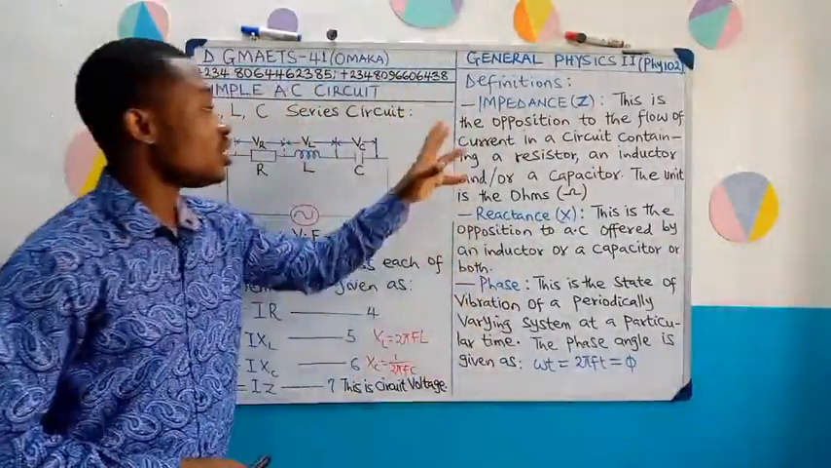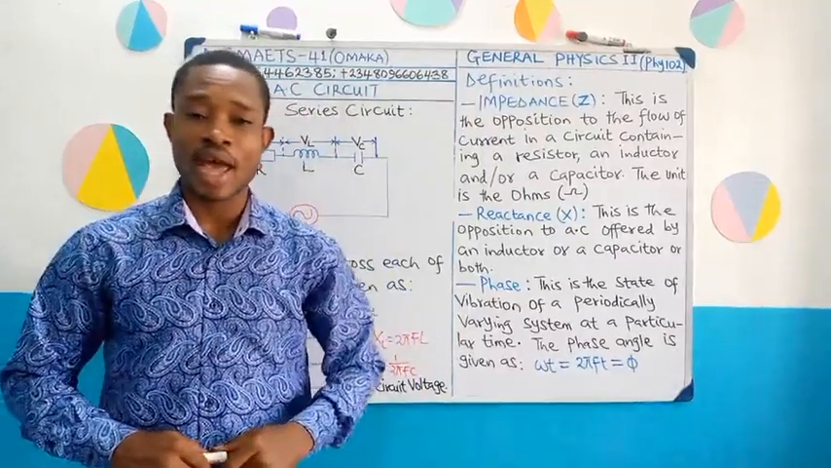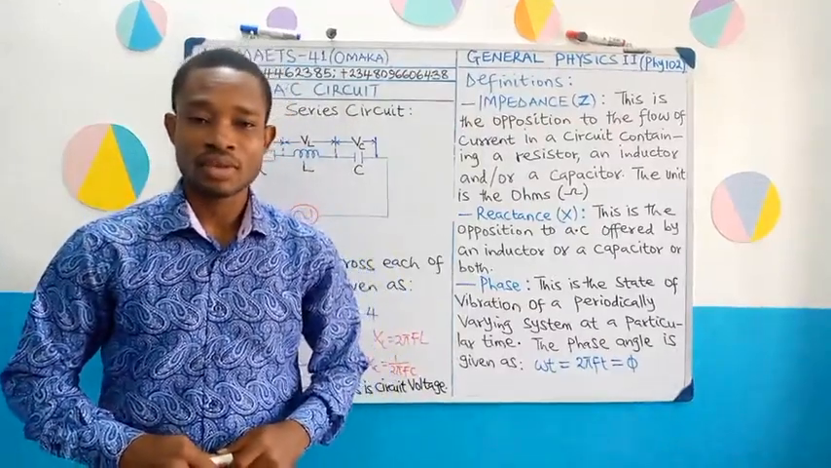Now, let us look at these definitions on the board: the definition of impedance Z, the definition of reactance X, and the definition of phase.